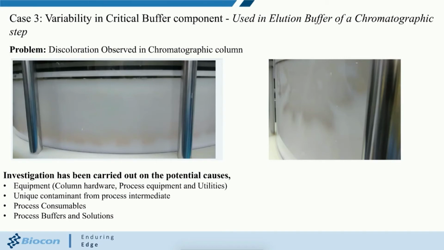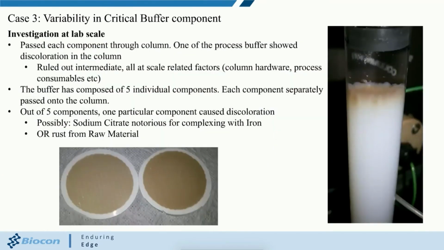So coming to the conclusion, each component has been ruled out. We ruled out process equipment, process intermediates, the complete hardware, process consumables and utility parts, and we came to a stage wherein we had to do some studies on the buffer. This specific buffer has 5 individual components used to make it. Each component was identified separately, collected from the warehouse as the specific lot, and passed on to the chromatography column.